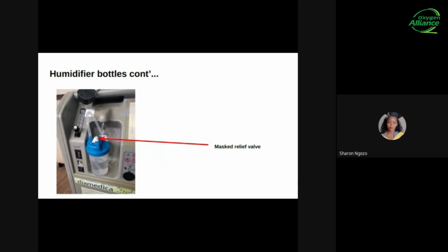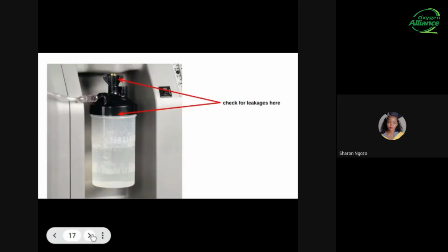Another misuse is overfilling of humidifier bottles. These are scenarios where water is filled in the bottle past the maximum level. This can result in water getting into the nasal cannula or face mask. So how can all this be solved? It is recommended to use distilled water in the humidifier bottles. So only use distilled water in the humidifier bottles.